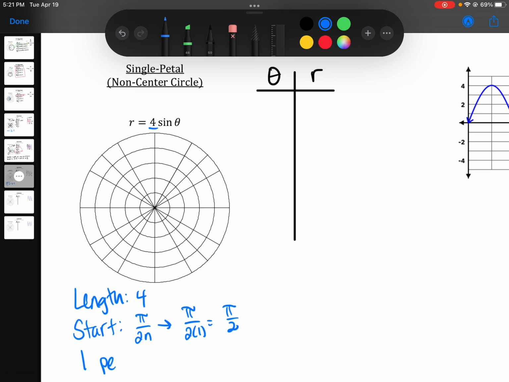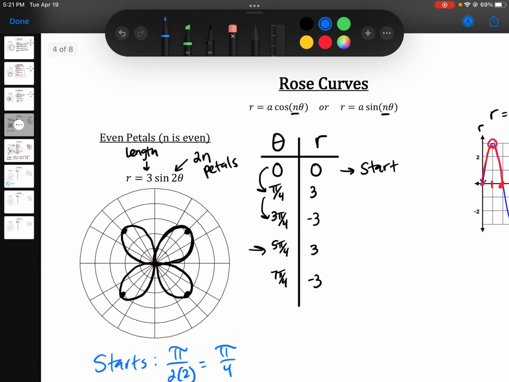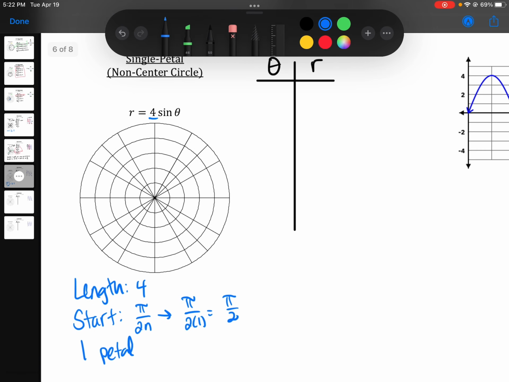So I know my one petal, there's only going to be one petal. And we know there's one petal because, oh, that was the last thing I just want to emphasize: if your n is odd, n tells you exactly how many petals you have. Once again, if n is even, you double the number of petals you have. Okay, so there's one petal. So I know I'm going out here to 4, a length of 4. We know we have to eventually get back to 0.